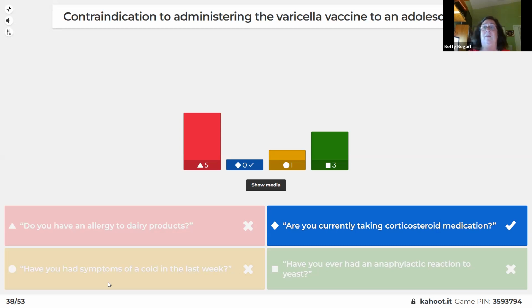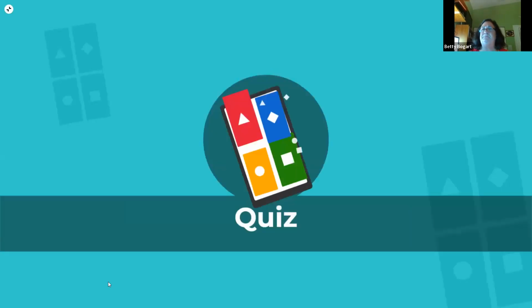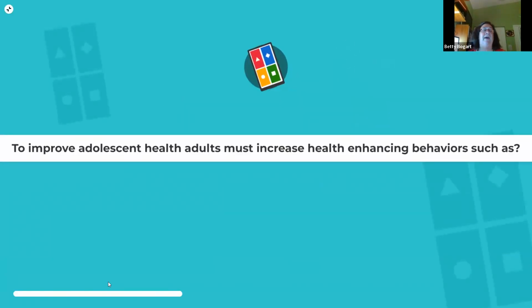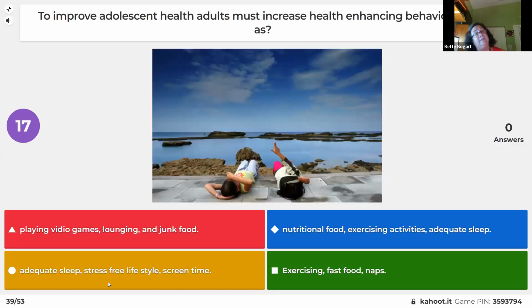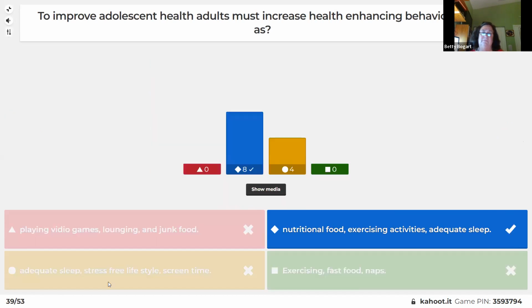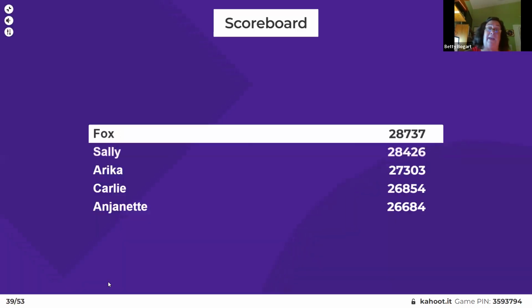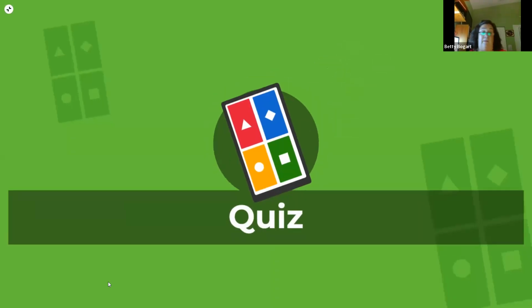So remember that question. You will see that again somewhere, maybe in your med search. To improve adolescent health, adults must increase health enhancing behaviors. Adolescents, they're on the move constantly, right? But they need to eat better, they need to exercise, and they need better sleep. Doesn't mean they're getting it because they're so busy with school and social activities, they don't have time.